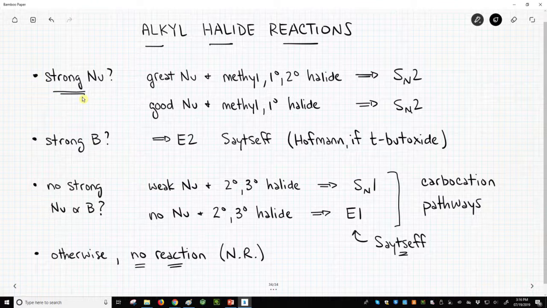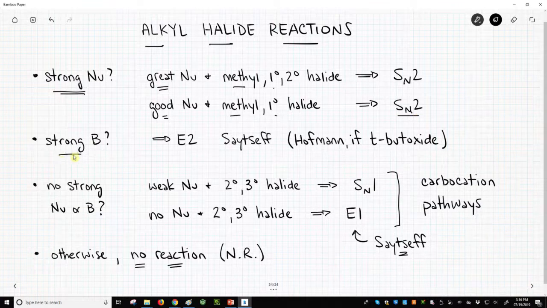If your strong nucleophile is one of the great nucleophiles, azide, cyanide, the sulfides, and your halide is either a methyl halide, primary, or secondary halide, you will do an SN2 reaction. If you only have a good nucleophile, and there's nothing wrong with good nucleophiles, things like the alkoxides or an amine, then you're restricted to just methyl and the primary halides. Secondary halide is too hindered. But if that's the case, you'll do an SN2.